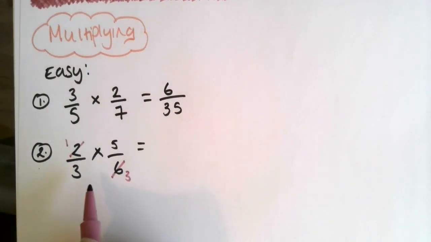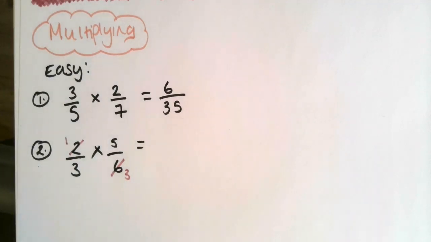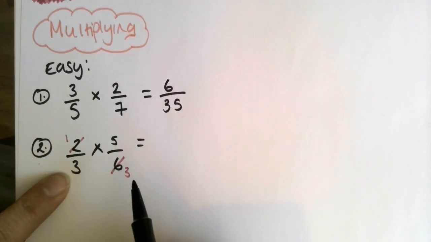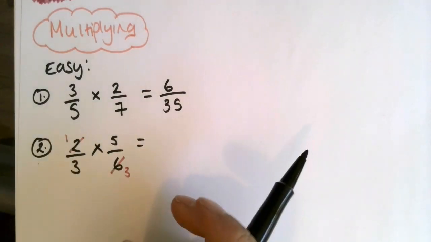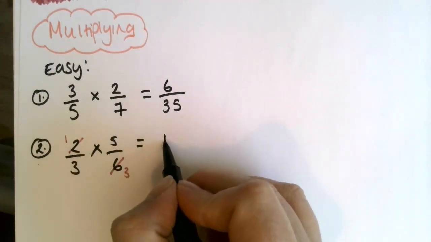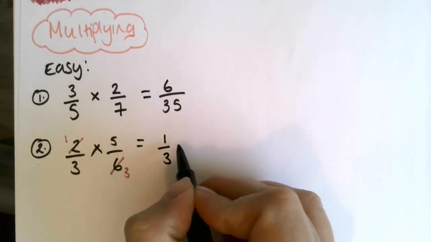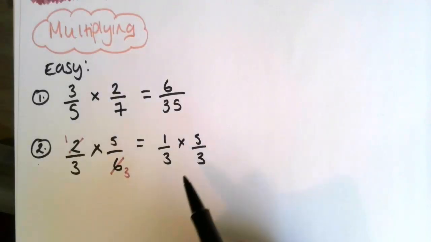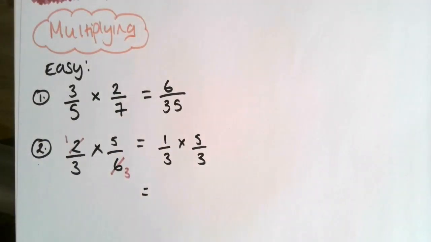Have another look. Is there anything else I can cancel? Nope. So I'm okay to go on. Now, you might find it easier, because this stage can get quite messy sometimes if there's lots of cancelling going on, so you might find it easier just to rewrite this. So I can rewrite this as 1/3 multiplied by 5 over 3. You don't have to do that stage. You can go straight to the next stage if you want.